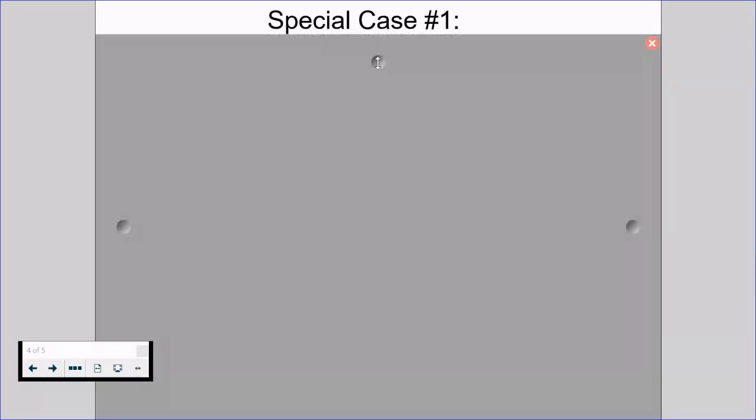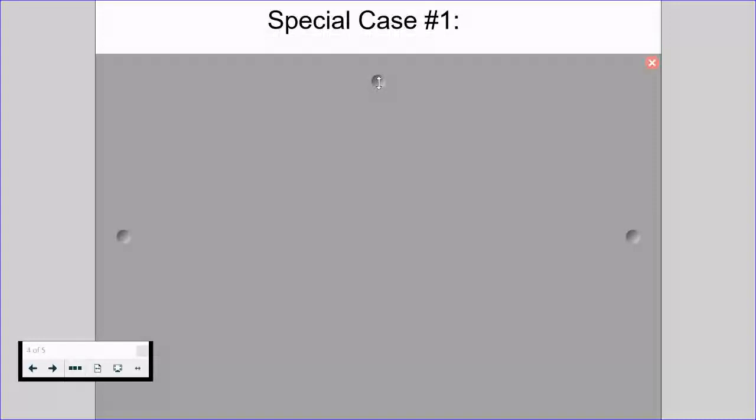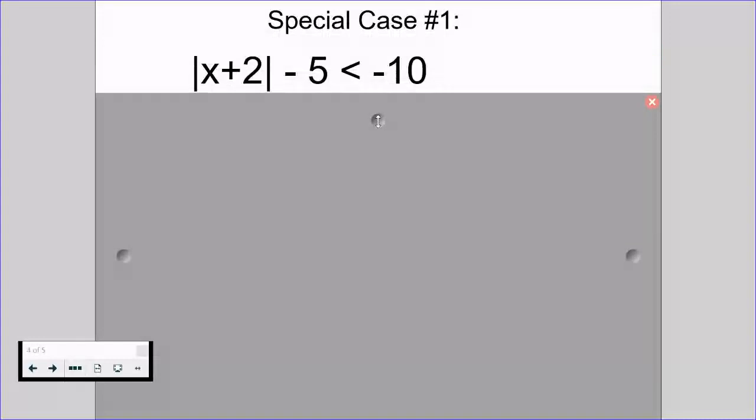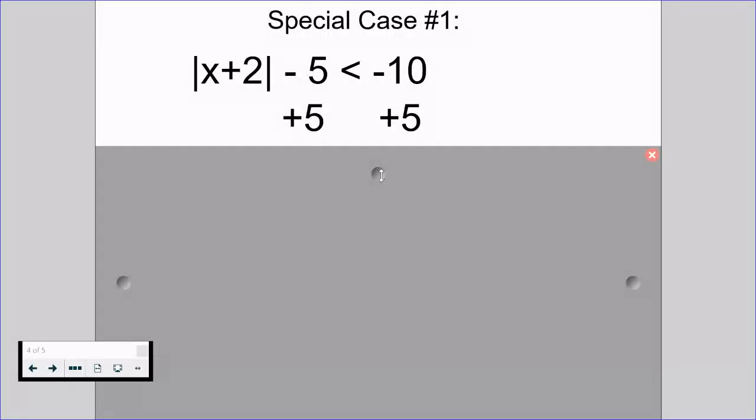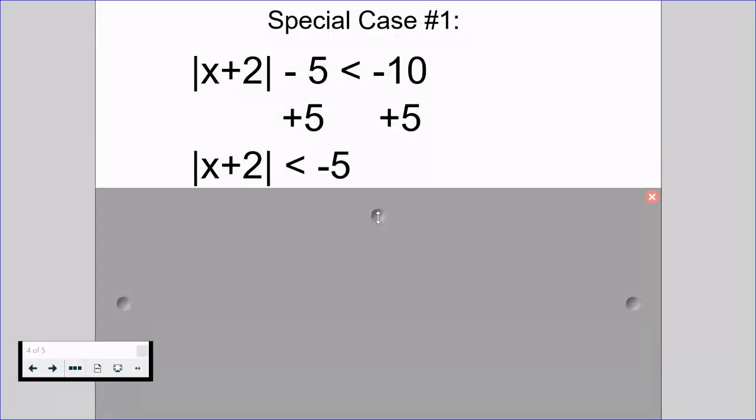Just like equations, we have absolute value inequality special cases. Let's go through the first special case. Let's say we want to solve this inequality: the absolute value of x plus 2, minus 5, is less than negative 10. First thing we want to do, as always, is isolate that absolute value. So we're going to add 5 to both sides, and we get the absolute value of x plus 2 is less than negative 5.